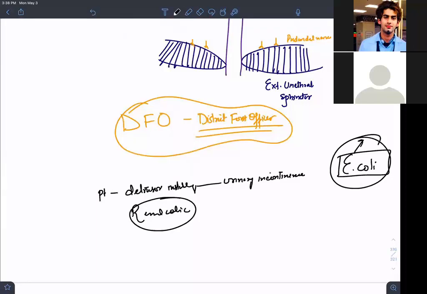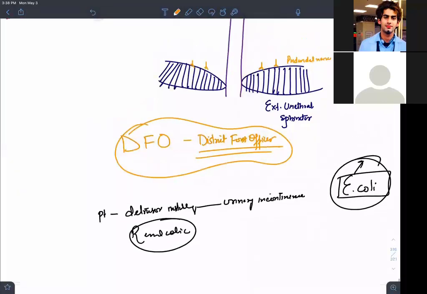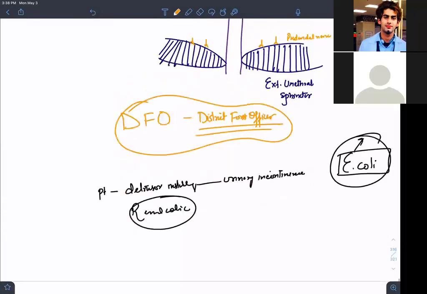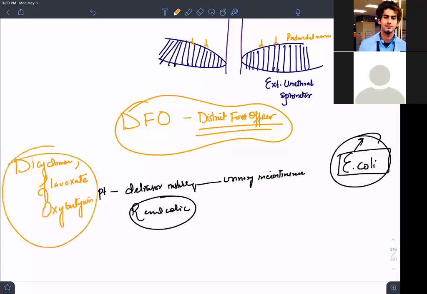So we have DFO drugs. What is DFO drug? It's non-mnemonic, by the way. Every mnemonic I taught is pretty much 90% from my brain. DFO, district forest officer: dicyclomine, flavoxate, oxybutynin. Oxybutynin, guys. You use it for urinary incontinence.